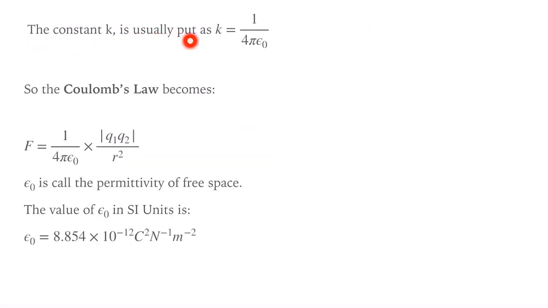This constant K is usually put as K equal to 1 by 4 pi epsilon naught. This quantity here is called epsilon naught. So Coulomb's law becomes F equal to 1 by 4 pi epsilon naught into Q1 Q2 by r square. This is the mathematical expression we use. Epsilon naught is called the permittivity of free space, and its value in SI units is 8.854 into 10 to the power minus 12 coulomb square Newton inverse meter inverse square.